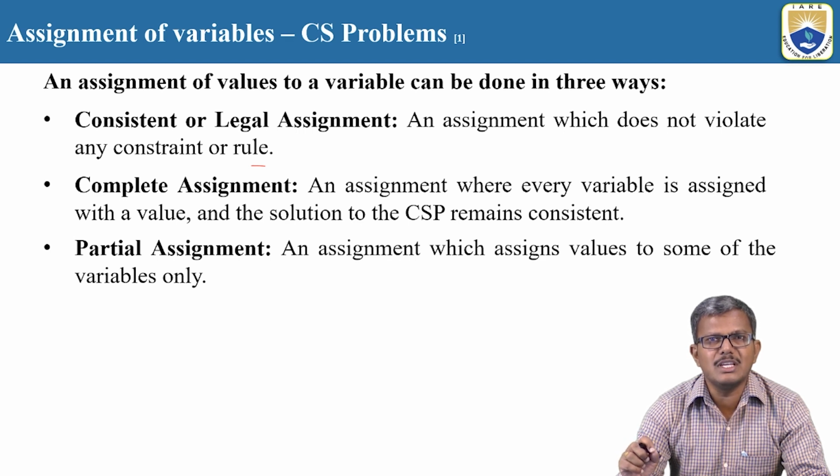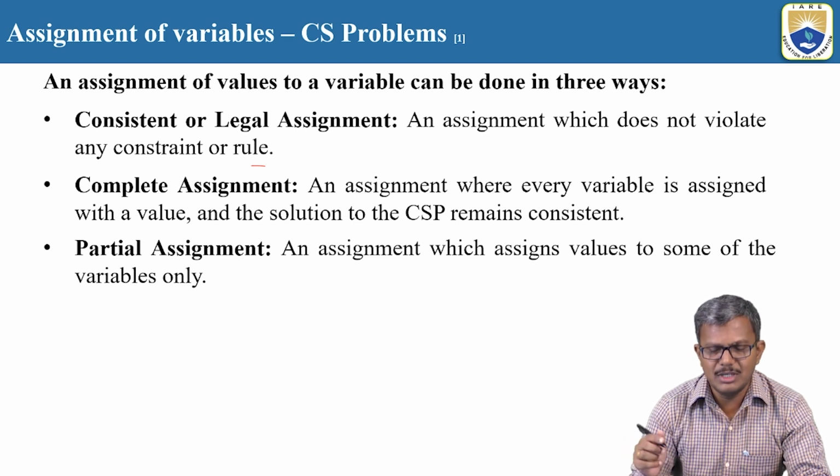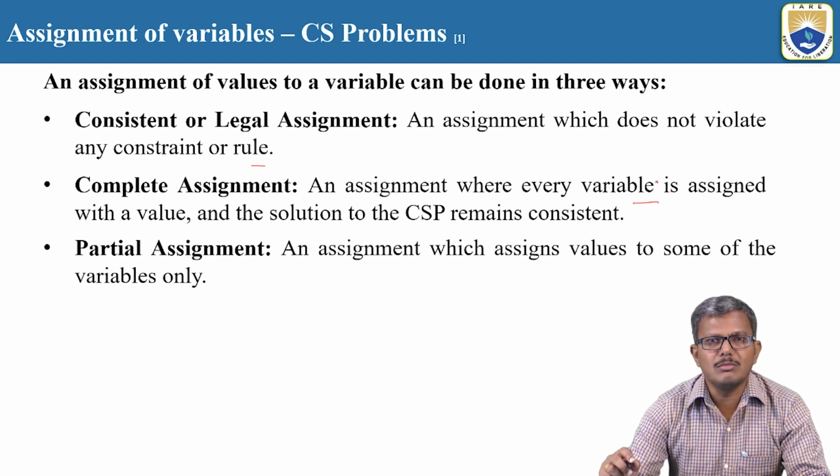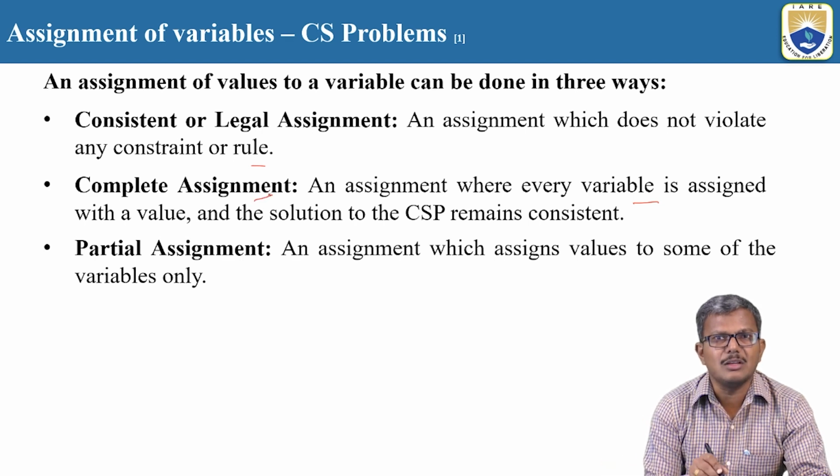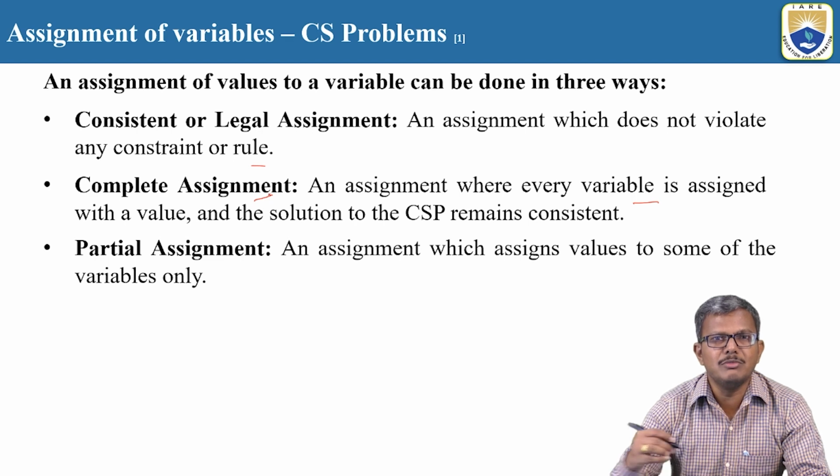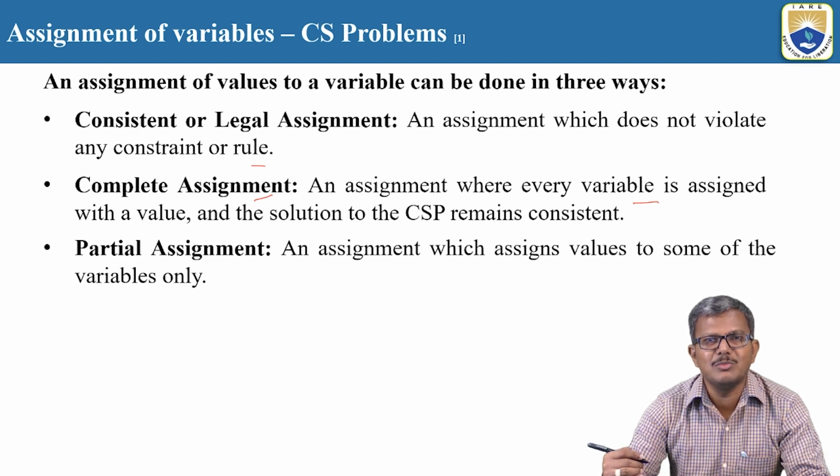At the same time, a complete assignment is one where every variable is assigned a value. However many variables we are considering for that problem, we assign values to all of them. Then we say it is a complete assignment. But we need to remember that the assignment of variables in any case should not disturb the constraint. It must satisfy the constraints; then only we will allow it. Otherwise, such an assignment will not be allowed.